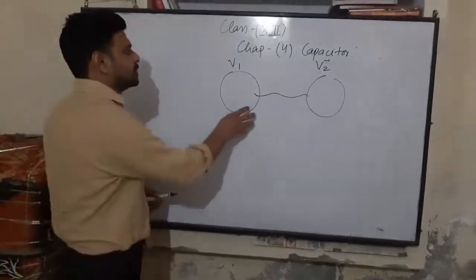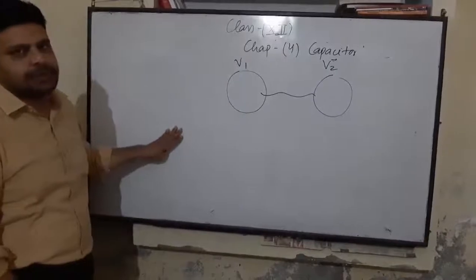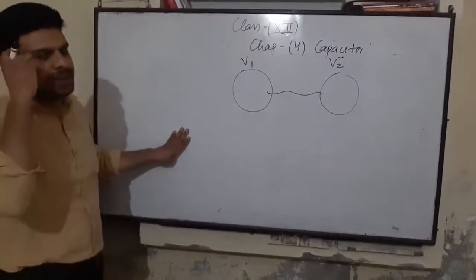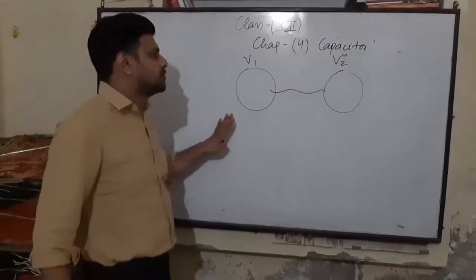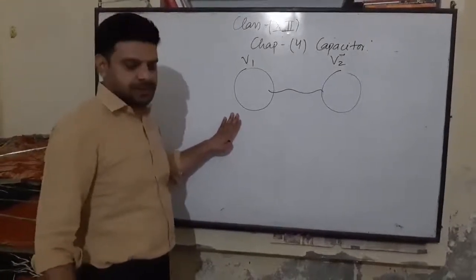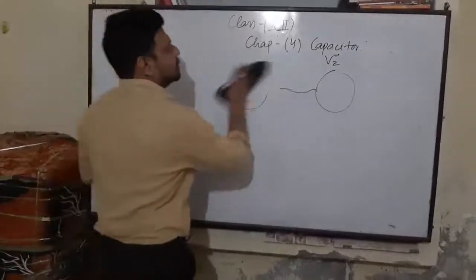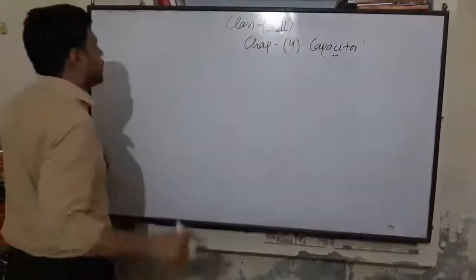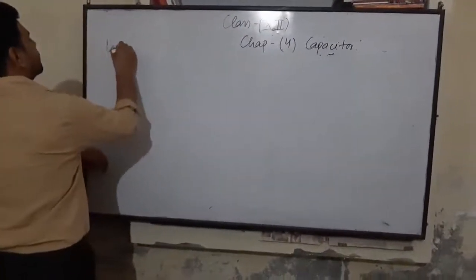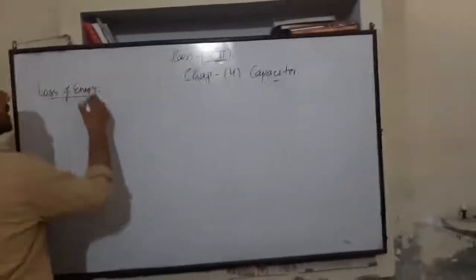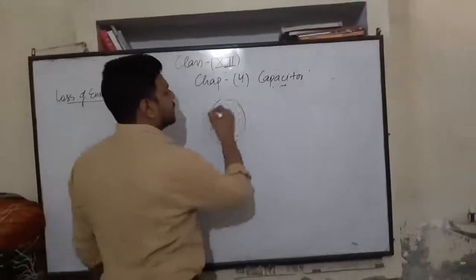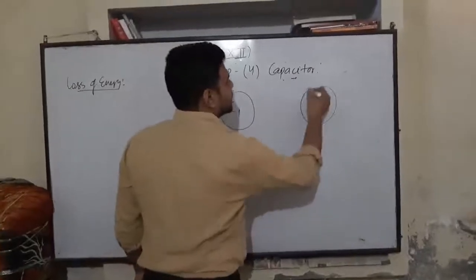So, in this process, some energy is lost. When we connect two capacitors, some energy is lost. So, we will prove this. Loss of energy. Consider we have two capacitors of capacitance C1 and C2.